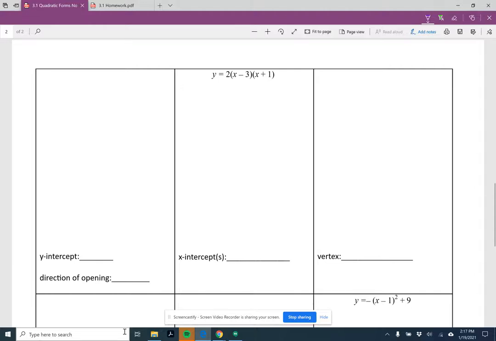All right, we're going to go through the second page of our notes for 3.1. This time we're starting with the factored form. Go ahead and write these labels at the top since they're not there. Just to remind you, the factored form is in the middle column. Vertex form is on the right, and standard form is on the left.